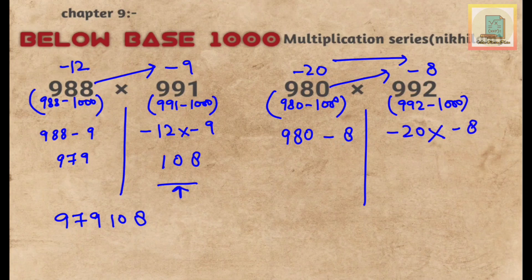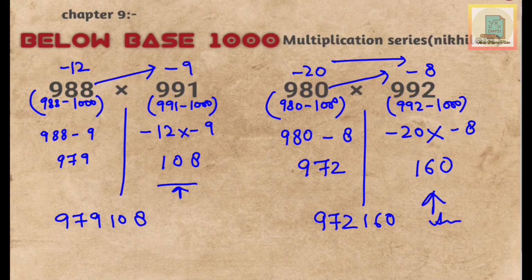So 980 minus 8 gives you 972, and 20 multiplied by 8 gives you 160, and minus multiplied by minus gives you plus. Now here we already have 3 digits in the second partition. We don't need to add any zeros before the number. So the final answer is 972160. I request you all to please practice these tricks thoroughly in order to use them in your day-to-day calculations.